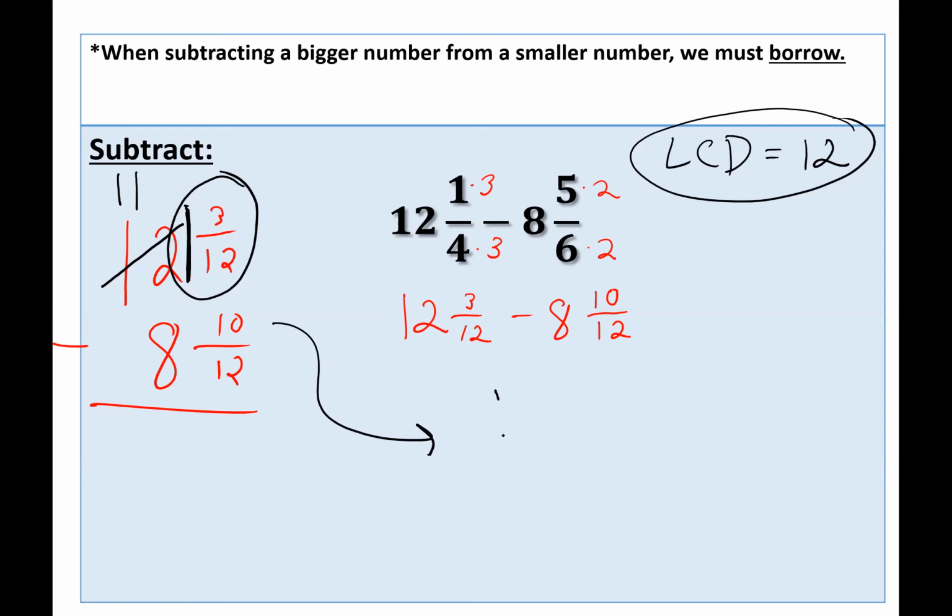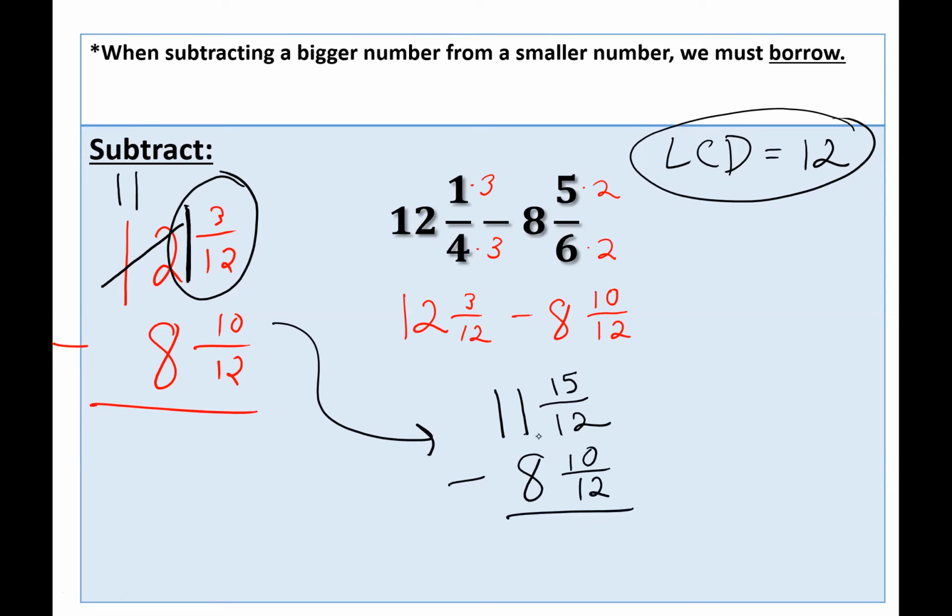This time it will be 11, but then instead of 1 and 3/12, let's change that to an improper fraction by doing 12 times 1, which is 12, plus 3 is 15. So I'm writing 11 and 15/12 minus 8 and 10/12.